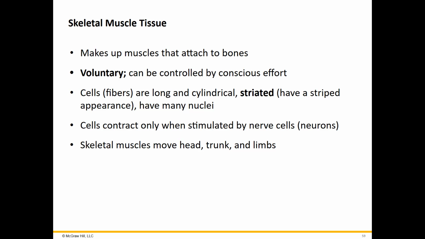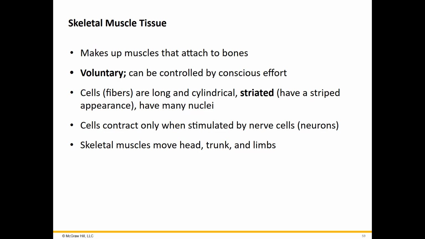So again, what am I going to ask you about? Which type of muscle tissue is voluntary and appears striated? Skeletal muscle. Which type of muscle tissue attaches to the skeleton? Skeletal muscle. Which type of muscle tissue moves the trunk, the head, the limbs? Skeletal muscle. Which type of muscle tissue receives stimulation from nerve cells to move the body? Skeletal muscle.